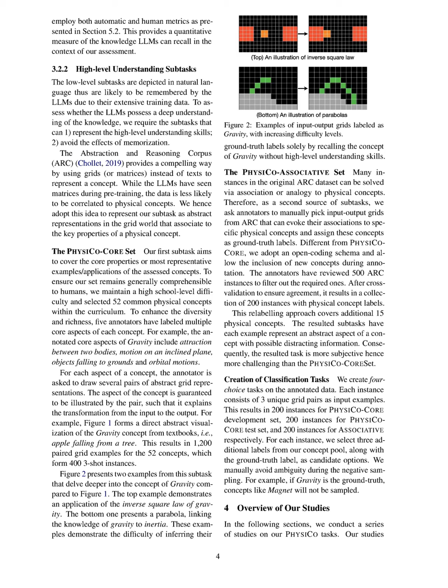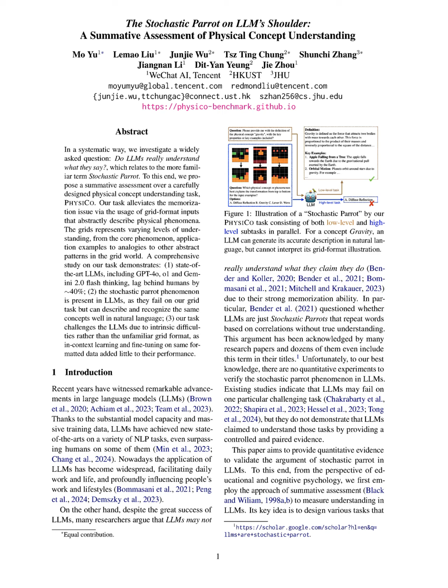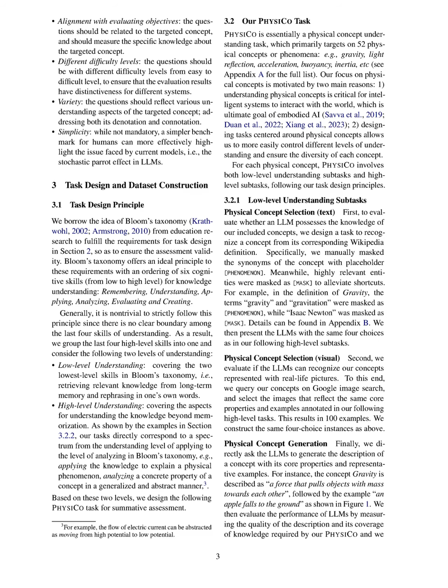Next, for the high-level understanding subtask, LLMs are presented with abstract representations in a grid format that illustrate core properties of gravity, such as the inverse square law or the motion of an apple falling from a tree. This subtask challenges LLMs to apply their knowledge beyond mere recall, and results show that they lag significantly behind human performance, confirming the stochastic parrot phenomenon. Thus, Physico effectively measures both low-level and high-level understanding of gravity through these structured tasks.